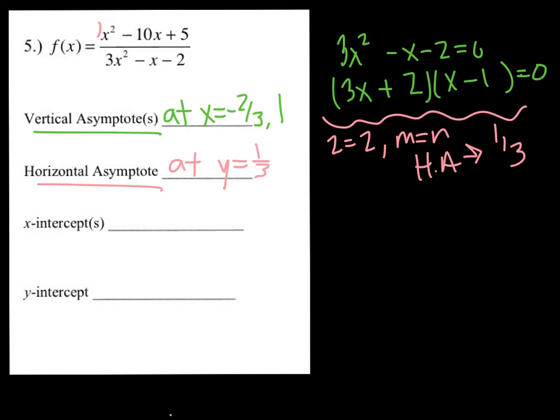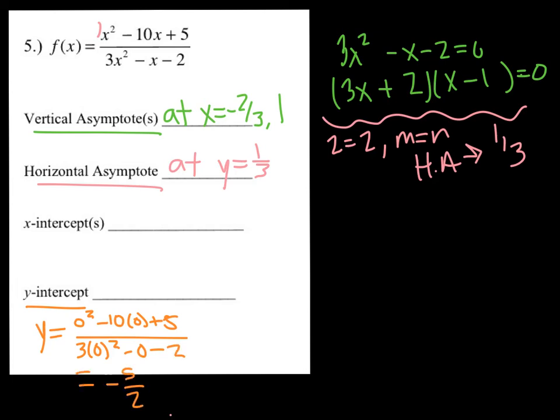I'm going to save the x-intercepts for last. I'm going to do the y-intercepts. So the y-intercepts is when you guys plug everything that's an x, or plug a 0 in for all of your x's. So 0 squared minus 10 times 0 plus 5 over 3 times 0 squared minus 0 minus 2. So we end up with negative 5 halves as your y-intercept.